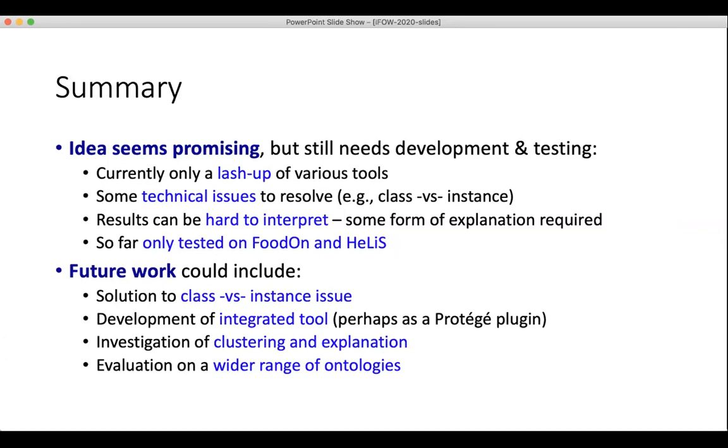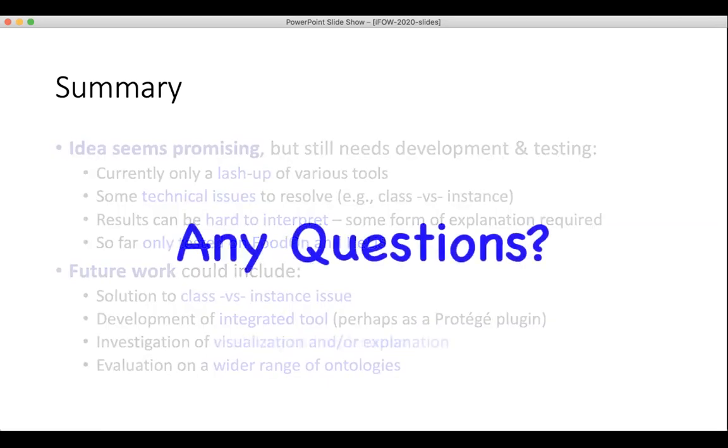Explanation would be important. When we got these suspicious classes back, it took me ages to look at the different ontologies in Protégé and try to figure out what was going on. Also, vitamins, for example, threw up numerous errors, and it would be good to cluster them together and say, look, there's something going on in the vitamin space. And of course, we would need to evaluate on a wider range of ontologies before we could declare that it's really useful. So I think I'm done.